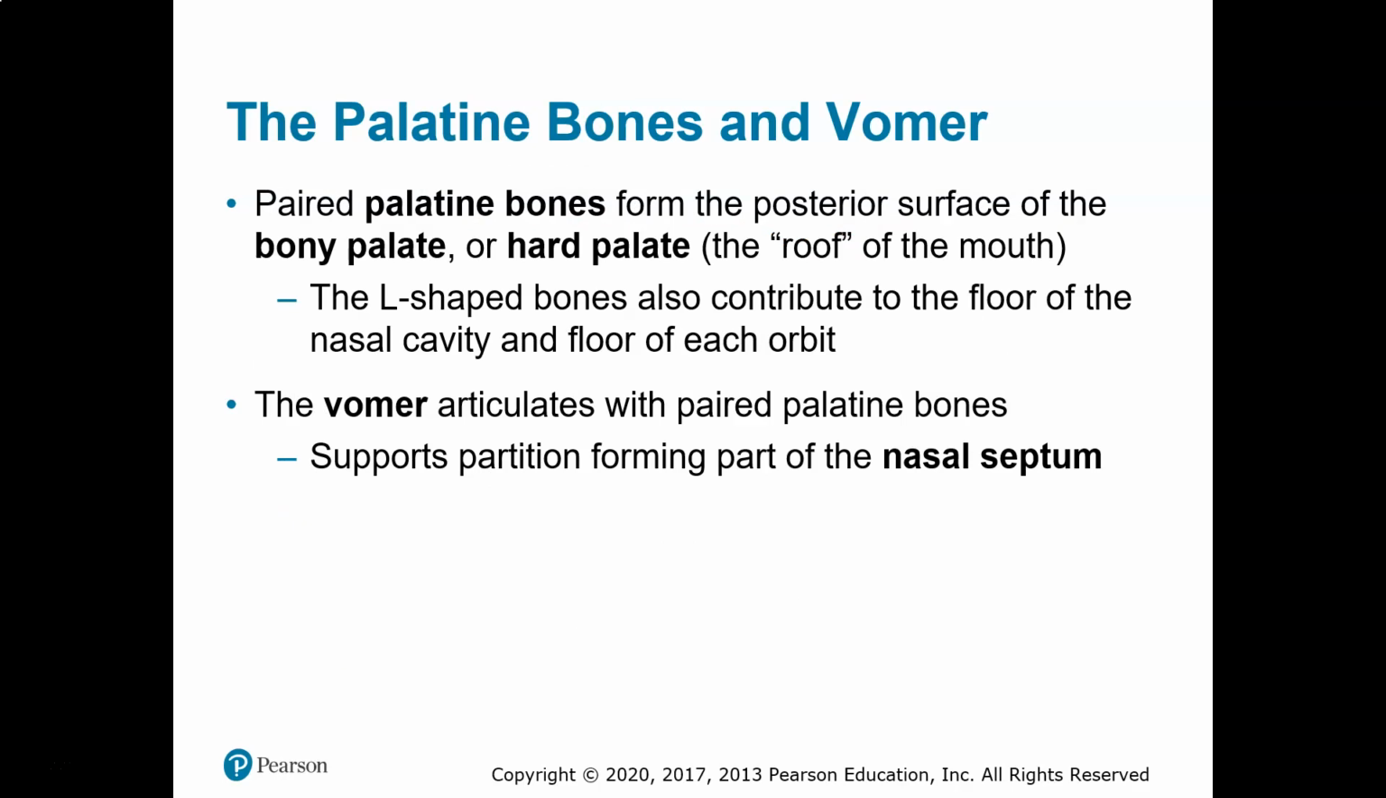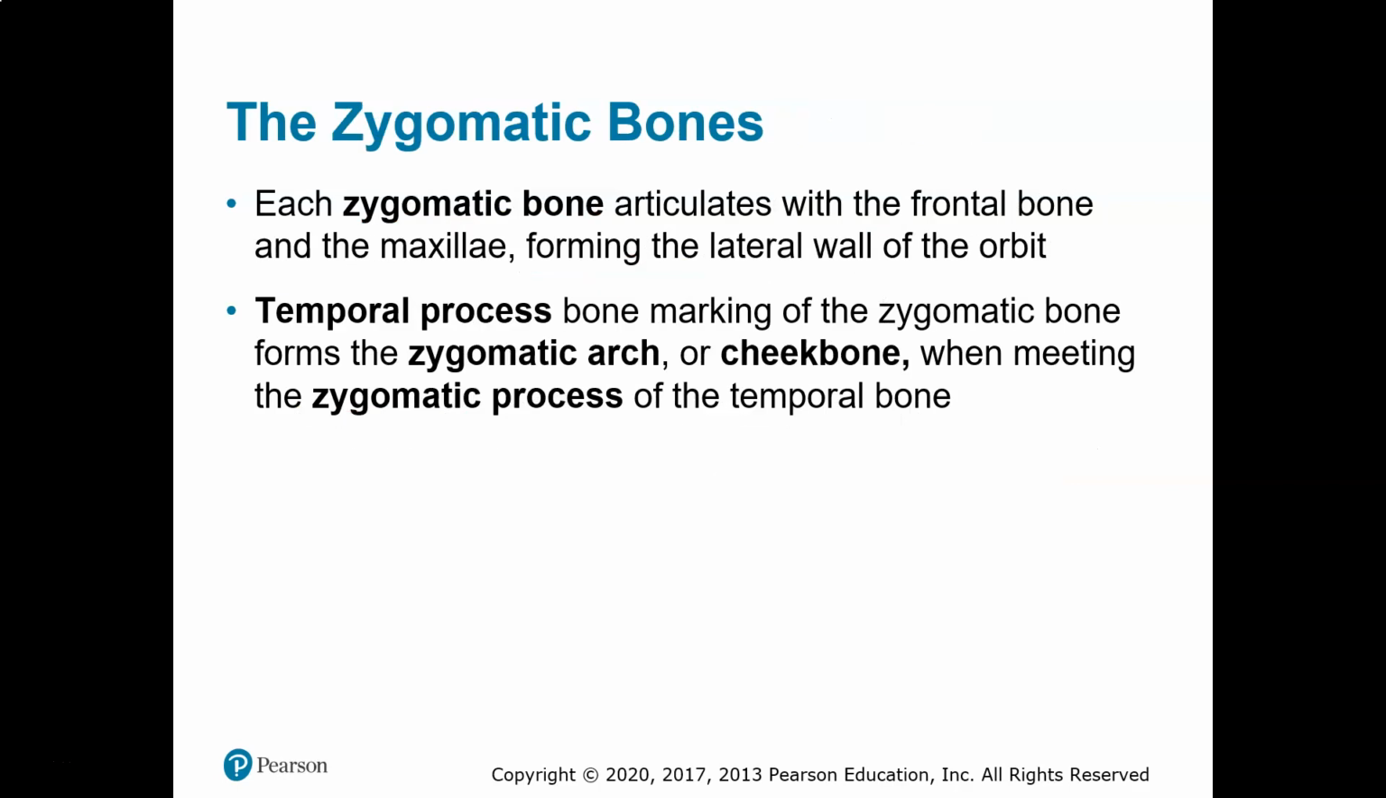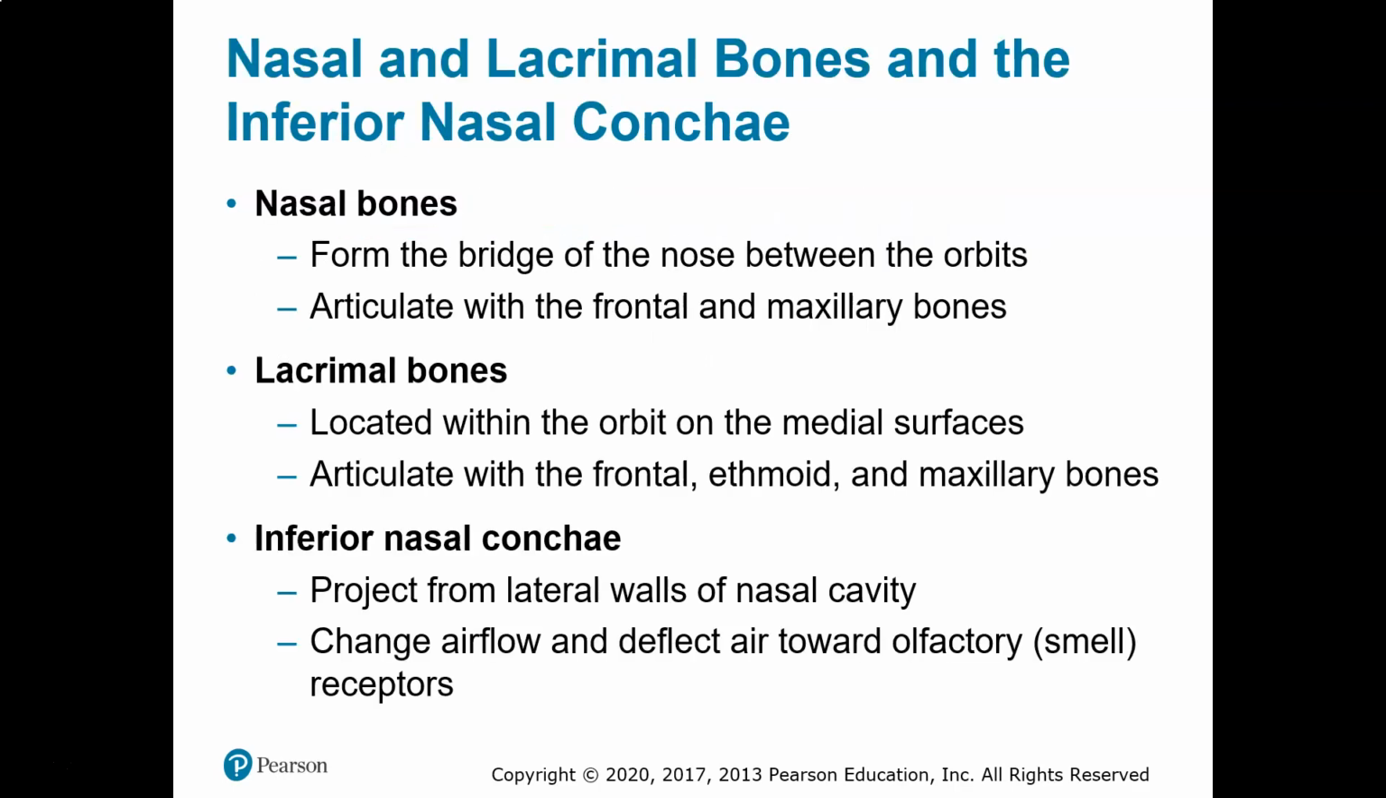And the palatine bones form the posterior surface of the bony palate, or what we call the hard palate or roof of the mouth. That's the palatine bones. And the vomer articulates with the palatine bones, and it supports the partition that forms part of the nasal septum. You may have heard of someone with a deviated septum. So the nasal septum is connected with the vomer. All right, the zygomatic bones are the cheek bones. The nasal bones form the bridge of the nose.